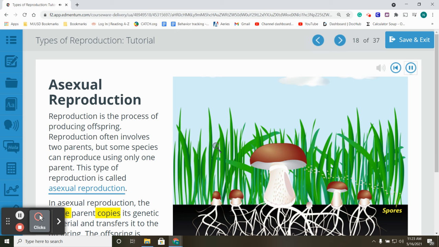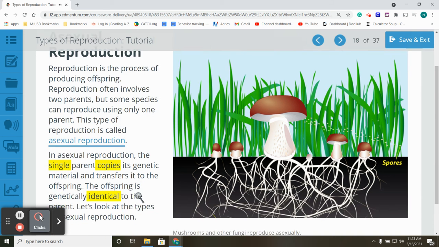Asexual reproduction. Reproduction is the process of producing offspring. Reproduction often involves two parents, but some species can reproduce using only one parent. This type of reproduction is called asexual reproduction. In asexual reproduction, the single parent copies its genetic material and transfers it to the offspring. The offspring is genetically identical to the parent. Let's look at the types of asexual reproduction.